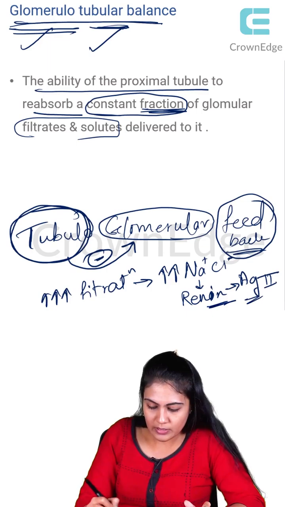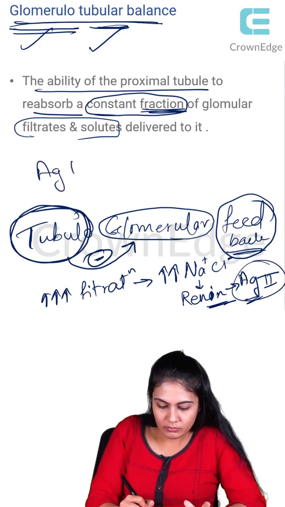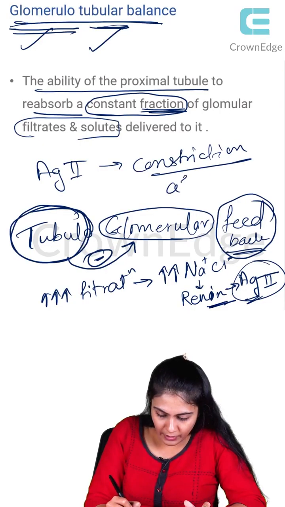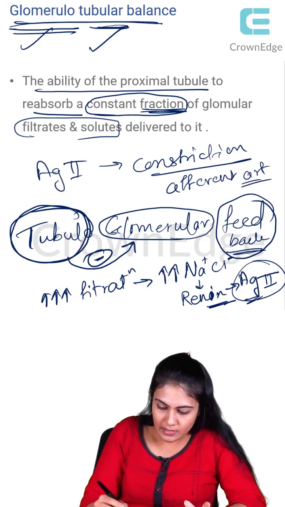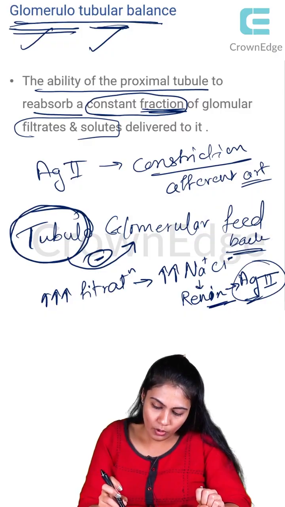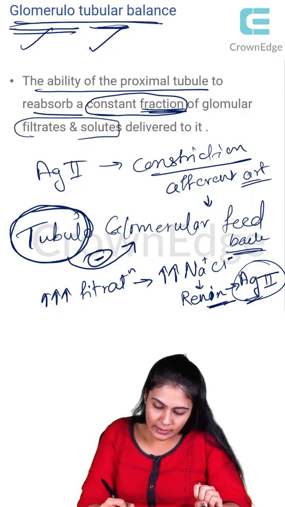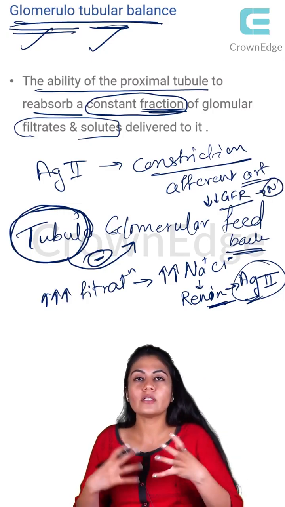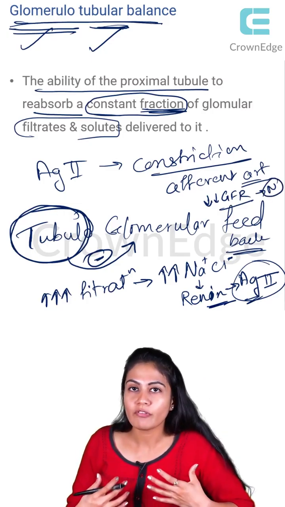And this angiotensin 2 will cause constriction of the afferent arteriole, right? If you constrict the inlet, what is going to happen to the output? Obviously that is going to decrease. So the GFR decreases back to normal, right? That's how the regulation works via the feedback mechanism.